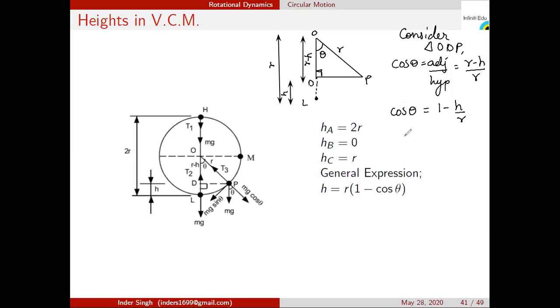So what is the value of h divided by r? h divided by r is equal to 1 minus cos theta, right? So what is the value of h then? The value of h will be equal to r into bracket 1 minus cos theta. So this is the general expression for h. Let us see at different positions whether we are getting the same values or not, by considering this general expression for h.